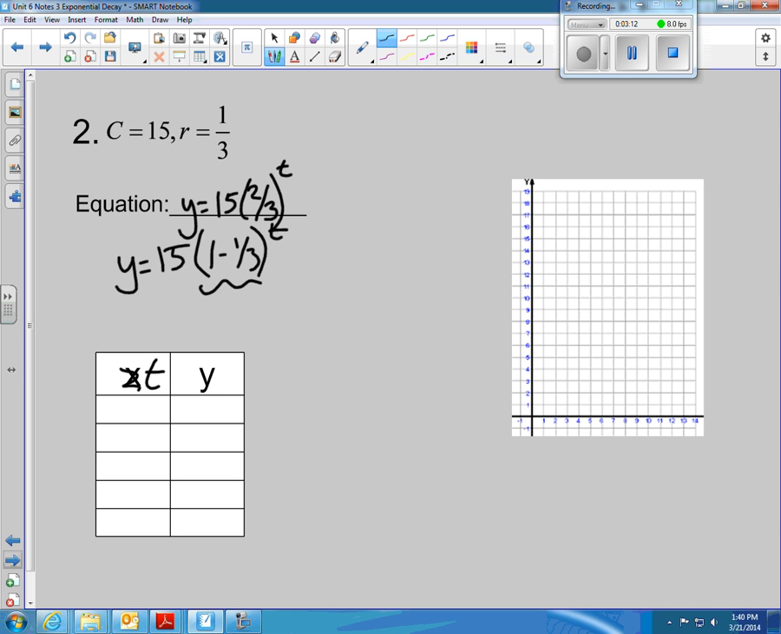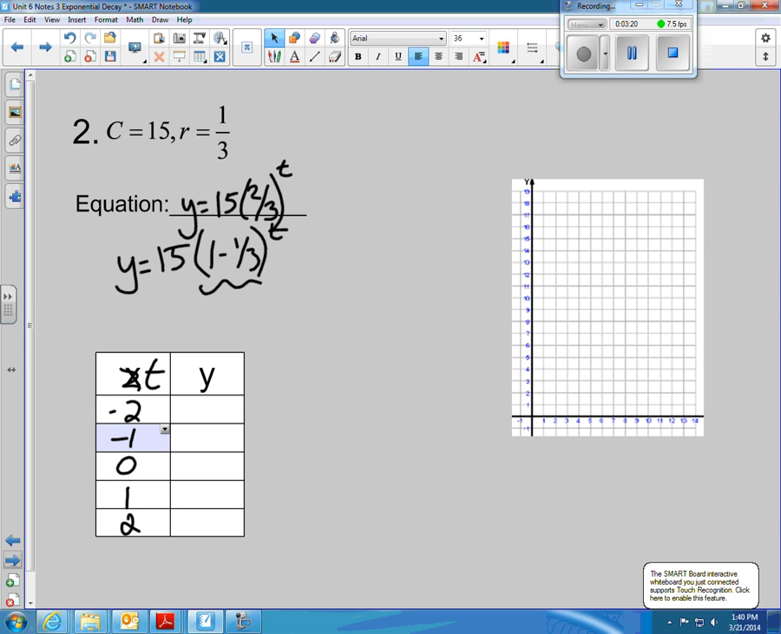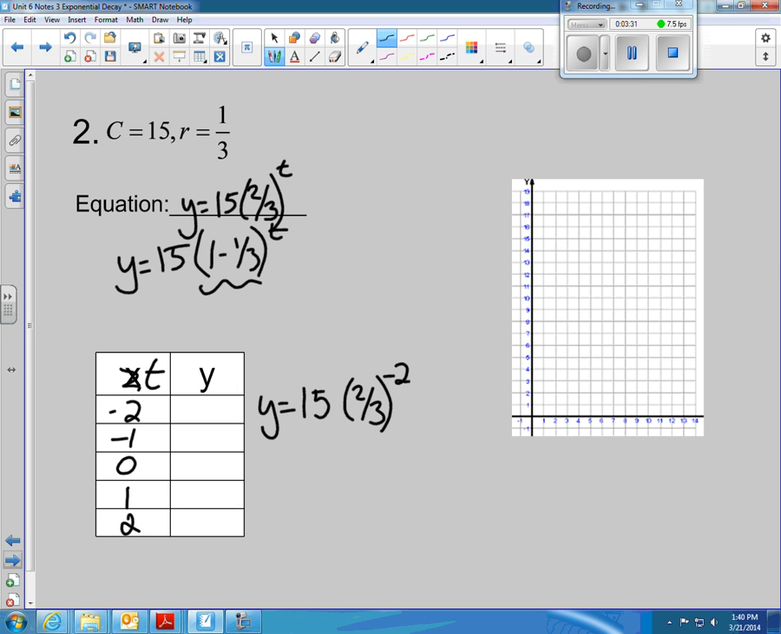So again, t: -2, -1, 0, 1, and 2. So let's go ahead and just use our calculator. We talked about putting fractions into a calculator. So we have 2/3 to the -2 power. All right, so that's going to leave us with 33.75. So let's just round that to 33.8. Okay, go ahead and pause the video, fill in the rest of the chart, and come back and see if we're at the same place.